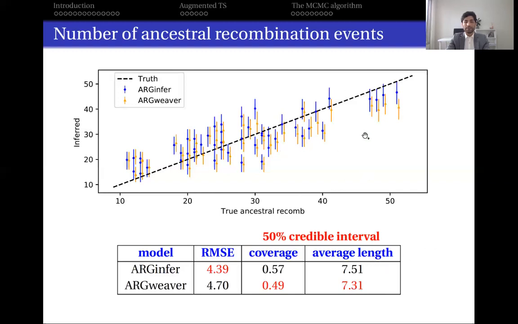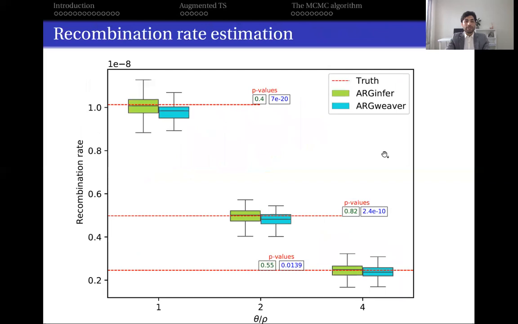So now let's go back to this question. We see that there is a slight difference in the number of recombinations and in the total branch length between ours and ARGweaver. So which one is more accurate? We can answer that question from this plot.